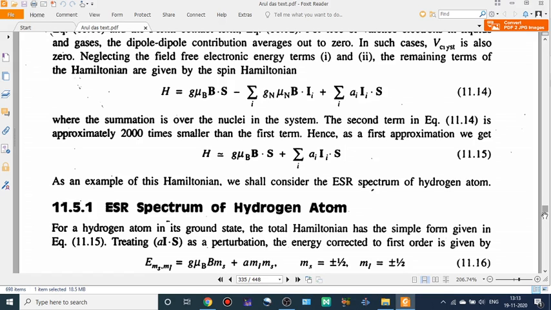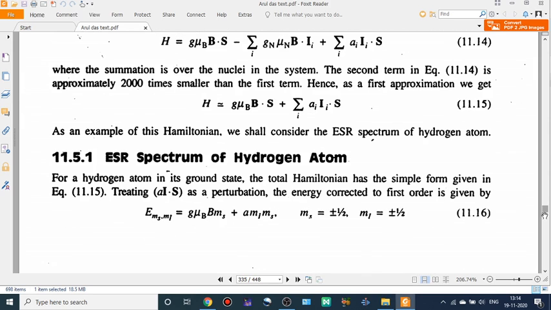But in the presence of the magnetic field, the electron spin splits into two levels, plus half and minus half, and both the energy levels, plus half and minus half, interact with the nuclear level to give the hyperfine structure, or hyperfine splitting.